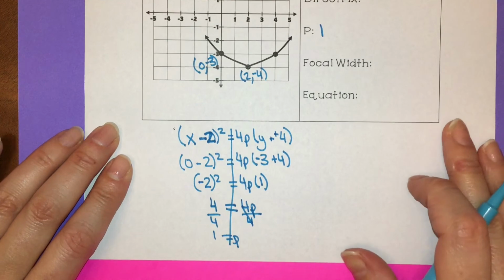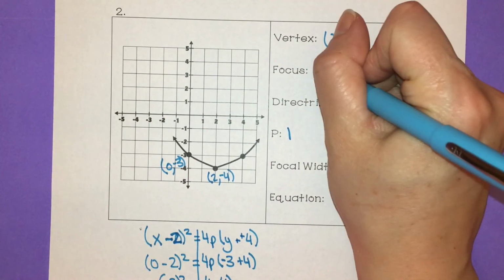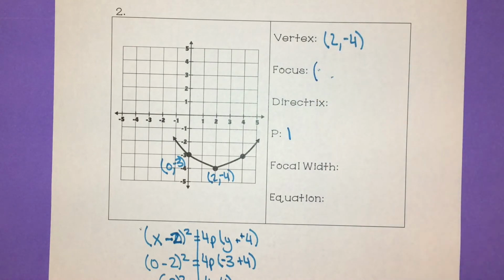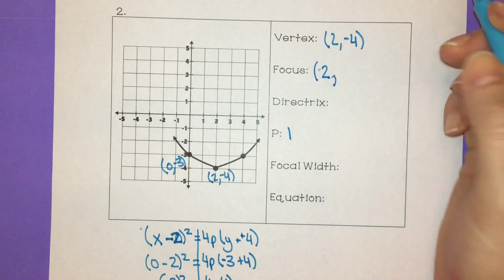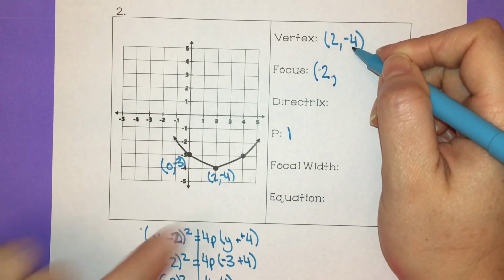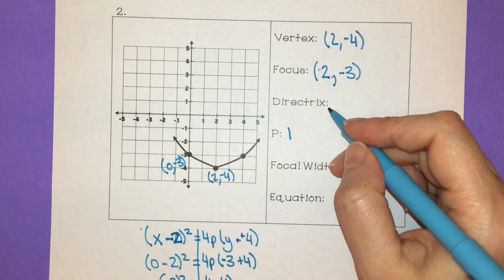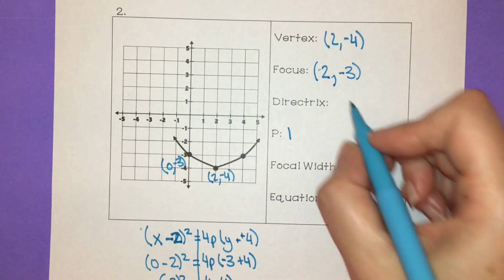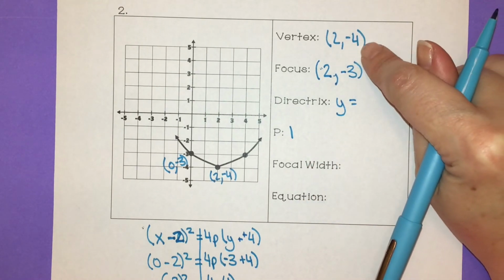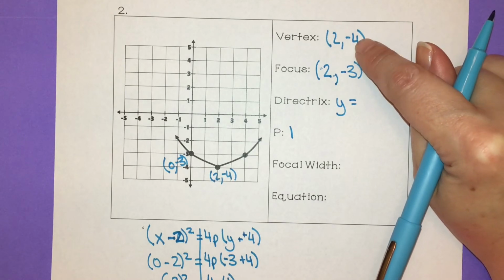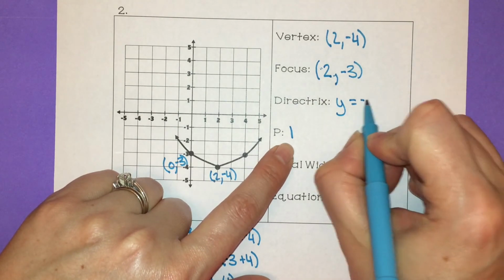So p equals 1. All right, so my focus. We're going to take the x coordinate of the vertex, and then you take the y coordinate of the vertex plus p. So -4 plus 1 is -3. The directrix is going to be y equals the y coordinate of the vertex minus p. So -4 minus 1 is -5.